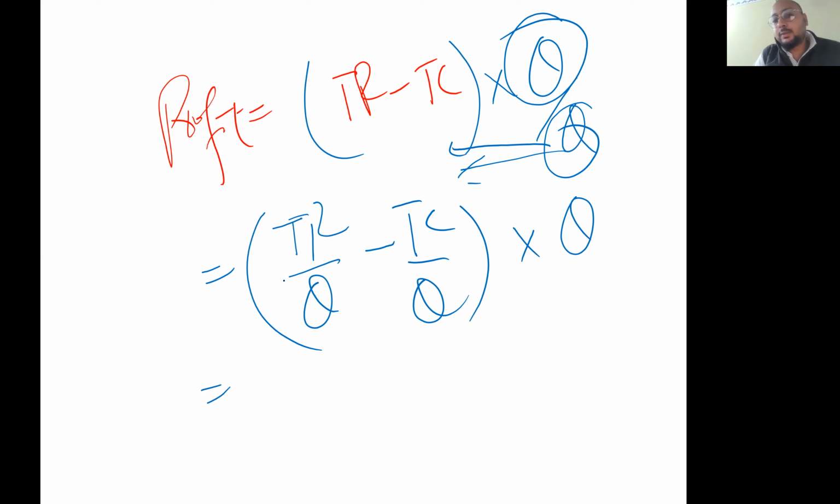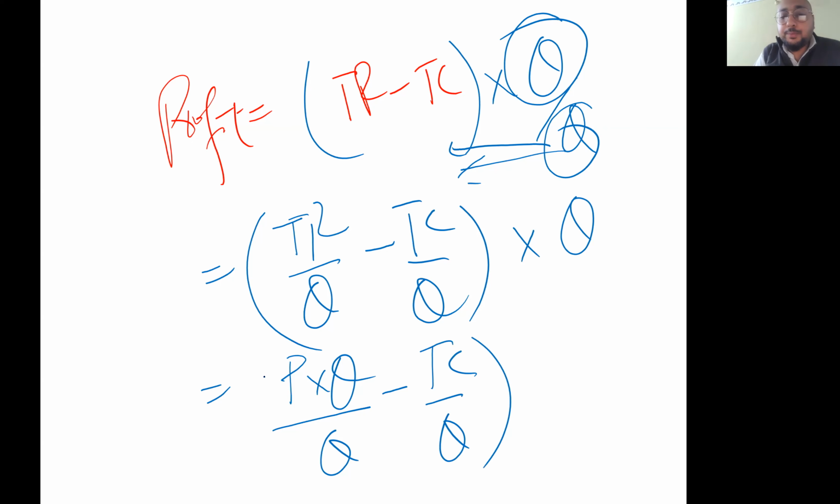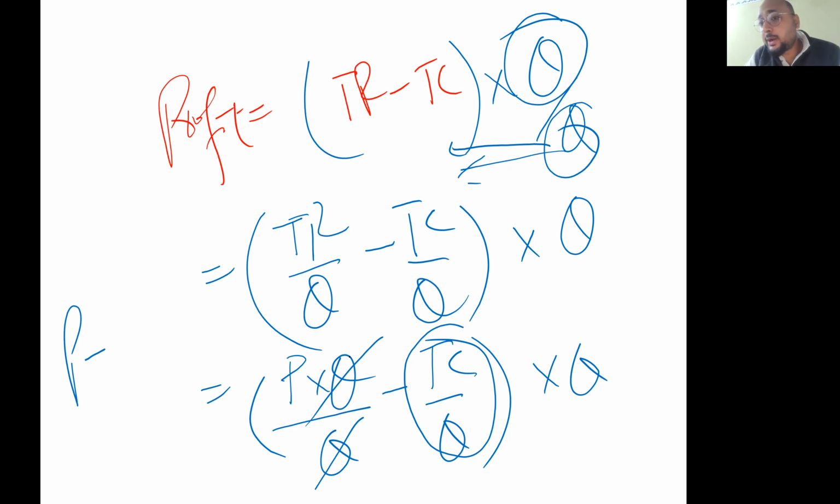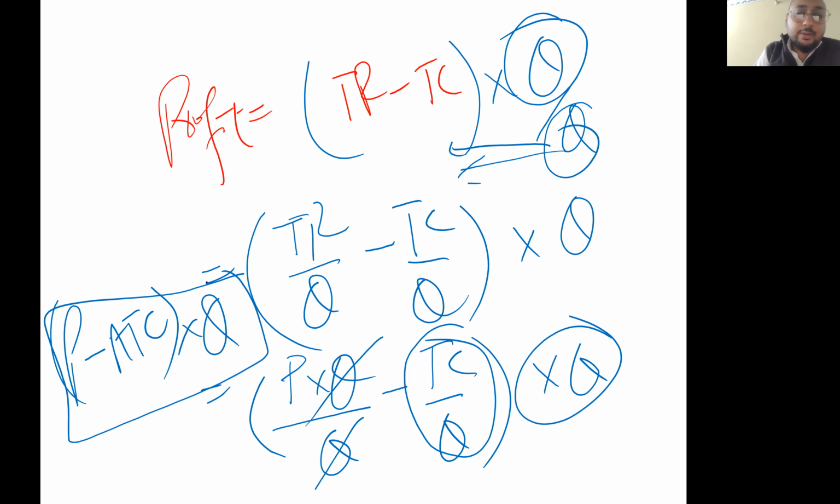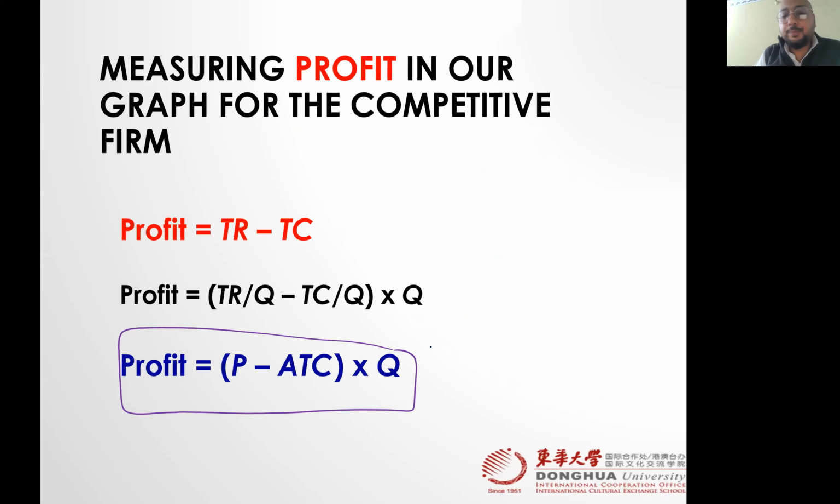So remember, what is this? Total revenue is equal to price into quantity, divided by quantity, minus total cost over quantity. Quantity cancels. So we are left with the price minus, what is the formula for total cost divided by quantity? Average total cost. This quantity remains. So that would be our profit formula.